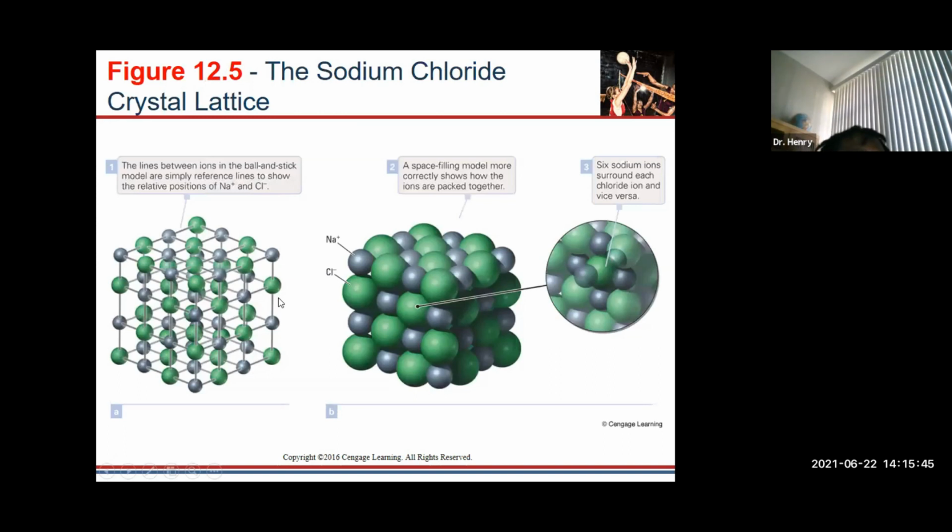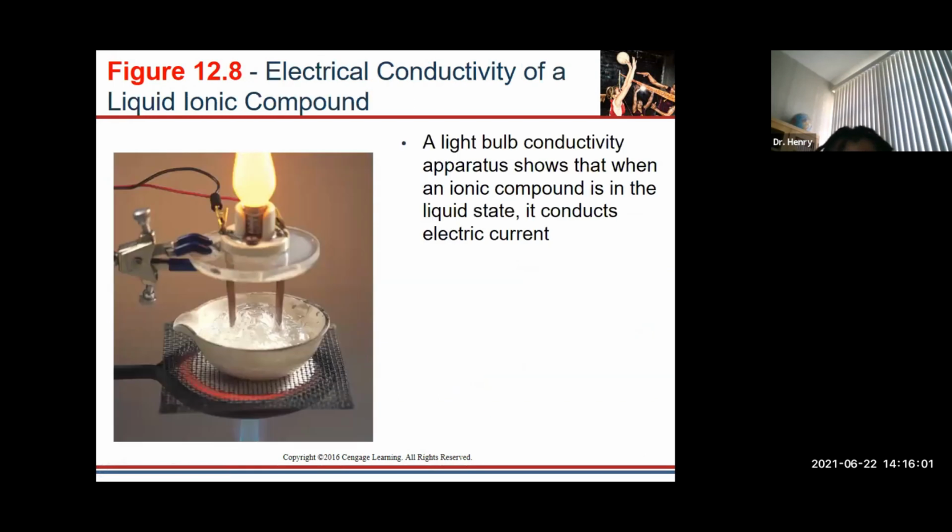Okay, this is just showing you a different perspective of exactly what I just told you about, that alternating, right? Between the chlorine ion and the sodium ion, chlorine ion and the sodium ion, okay? So this here is just basically showing you that when we melt salt, when we put it at a high enough temperature and we melt it, it can conduct electricity, right? Or if we put it in solution, it also can conduct electricity.